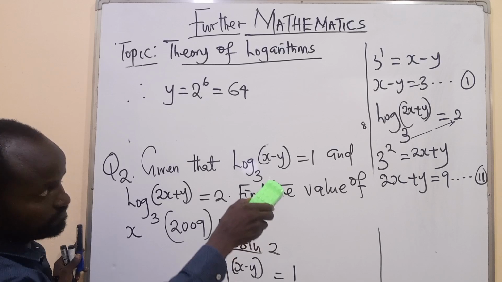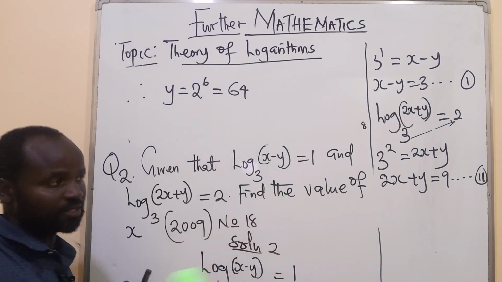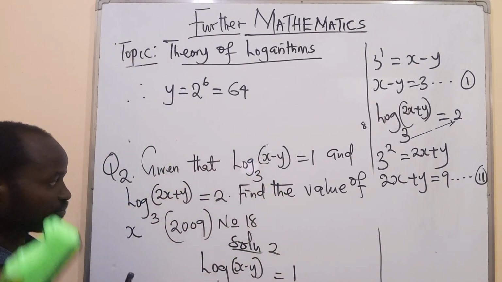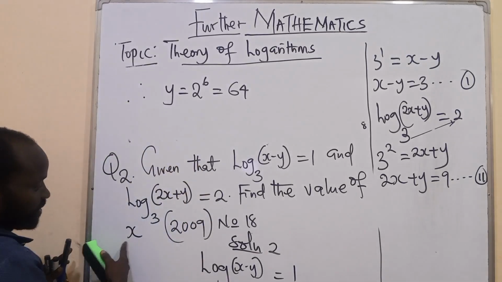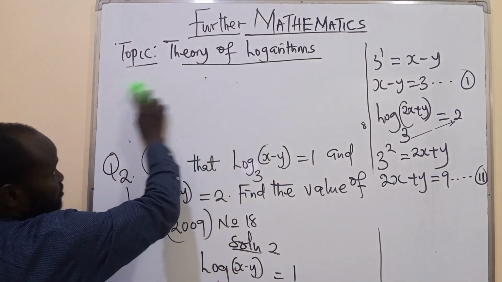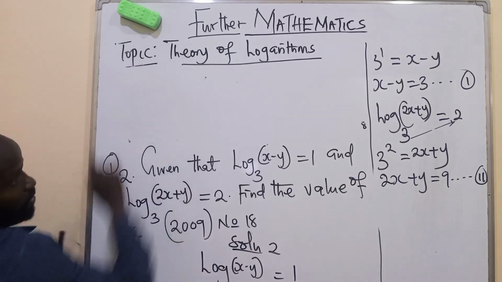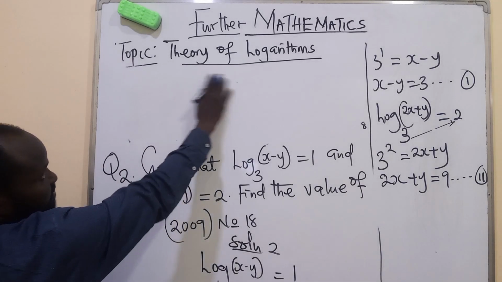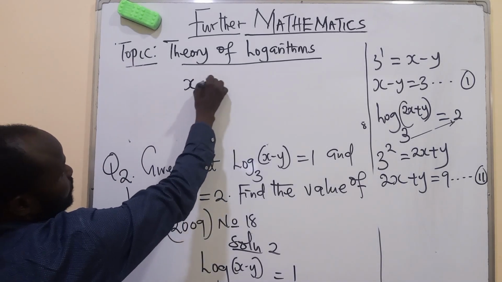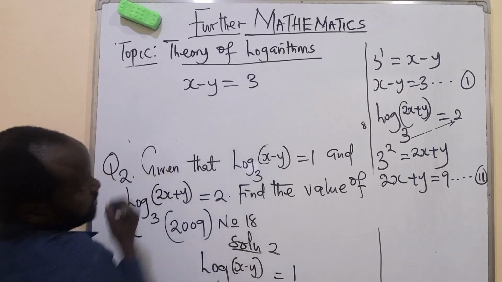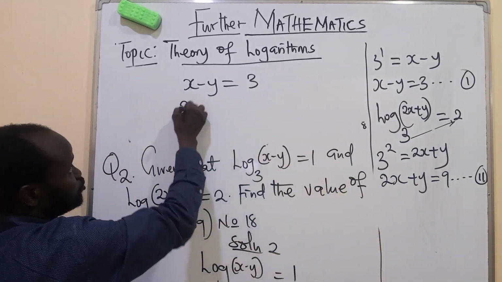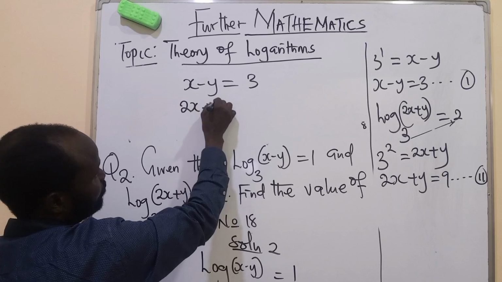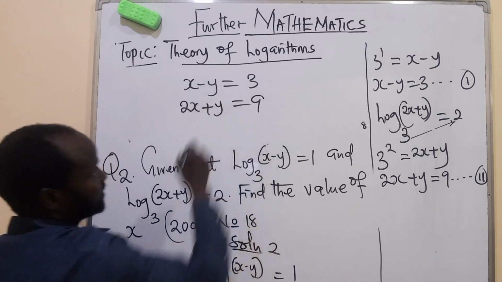So we have two beautiful equations here with two unknowns. We can solve these two equations simultaneously to find the value of x and y. Our target is to find x, but for us to find x, we have to solve these two equations simultaneously. Let's bring our equations 1 and 2 respectively here. We have x minus y equals 3, that's equation 1. Our equation 2 is 2x plus y equals 9.